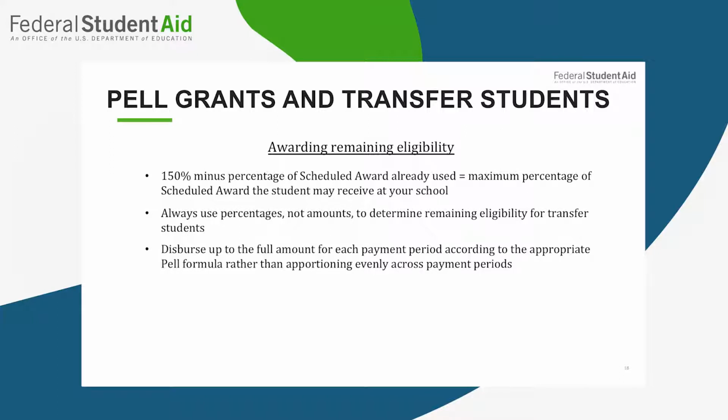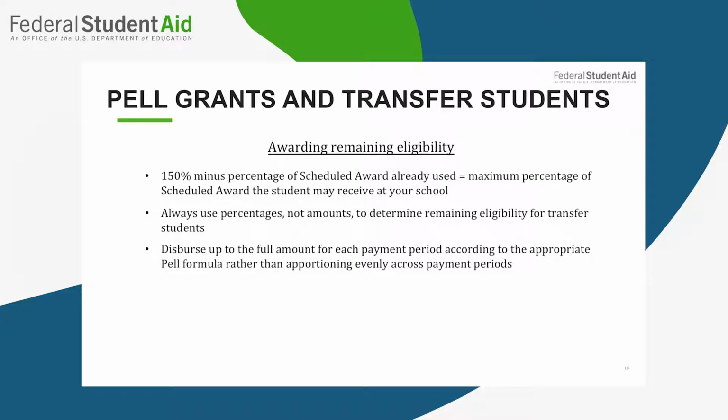So on the next slide, here's what we want to do when we look at awarding the remaining Pell Grant eligibility. We're going to take 150% since that's the maximum, and we're going to subtract the percentage of the scheduled award already used at School A. That's going to leave us with the maximum percentage of the scheduled award the student may receive at our school, School B. We're going to have to always use percentages, not dollar amounts, to determine this remaining amount.